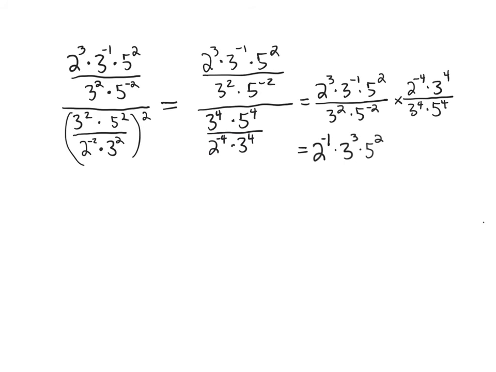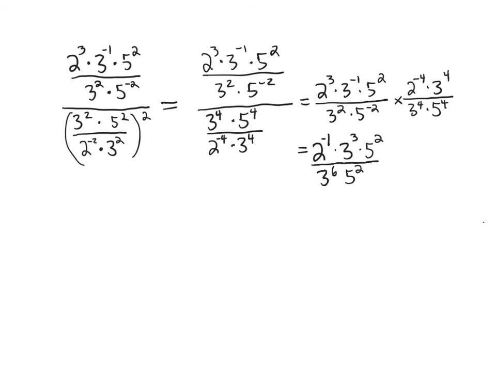Let's simplify our bottom. So we have 3 squared times 3 to the 4, so that's 3 to the 6. And then we have 5 to the minus 2 times 5 to the 4, so that's 5 to the minus 2 plus 4, which is 5 squared. Great. So now we have some negative exponents. Let's simplify this as much as we can.